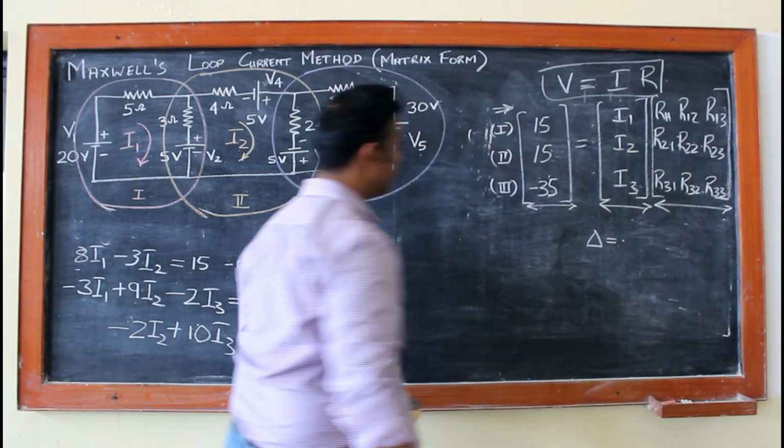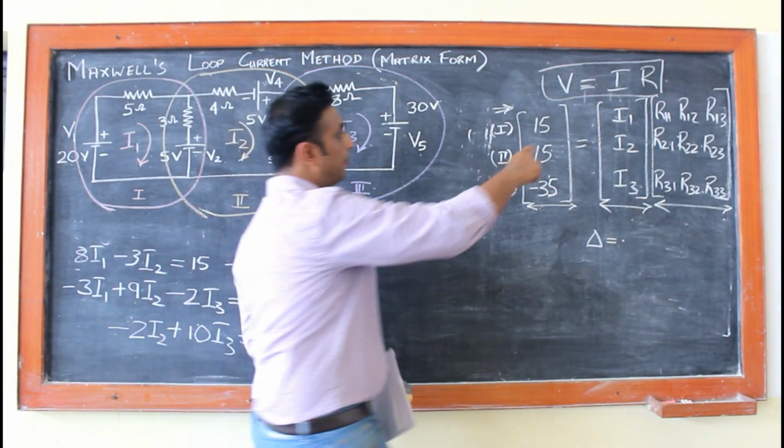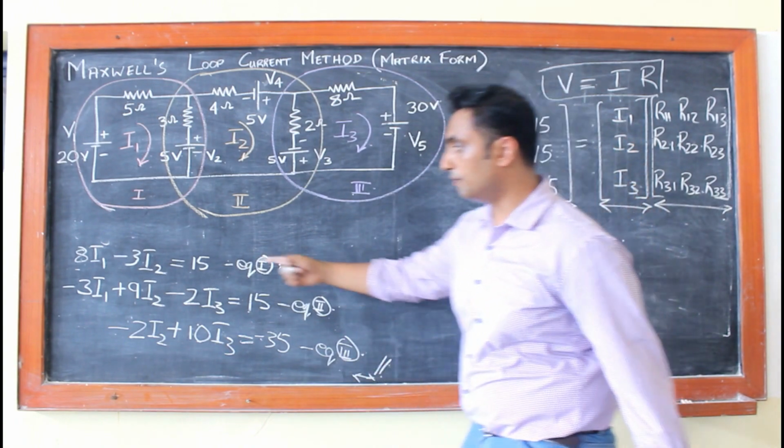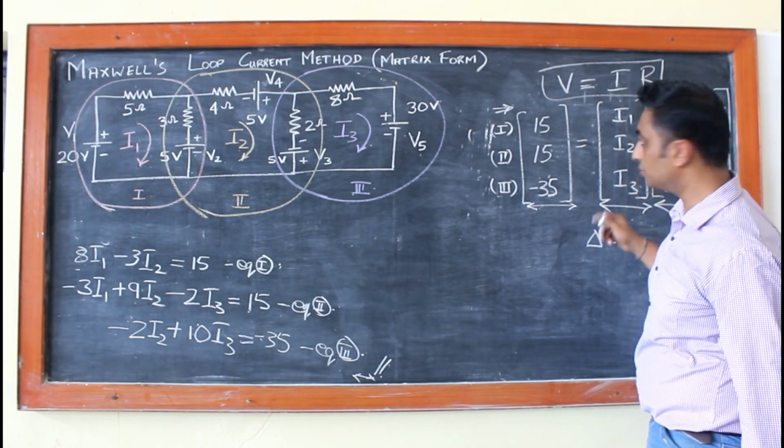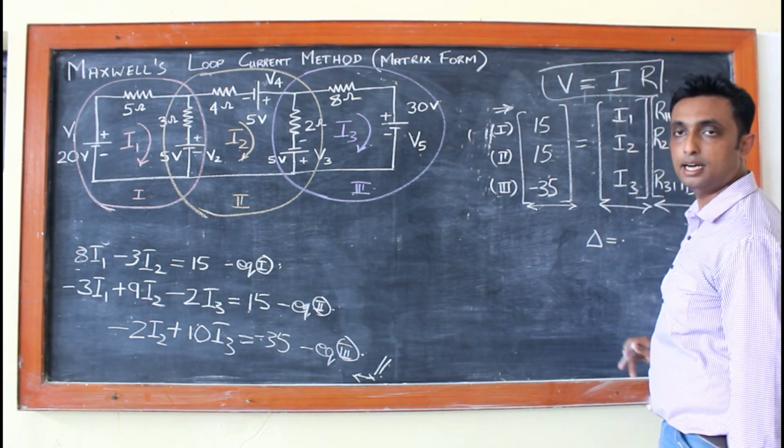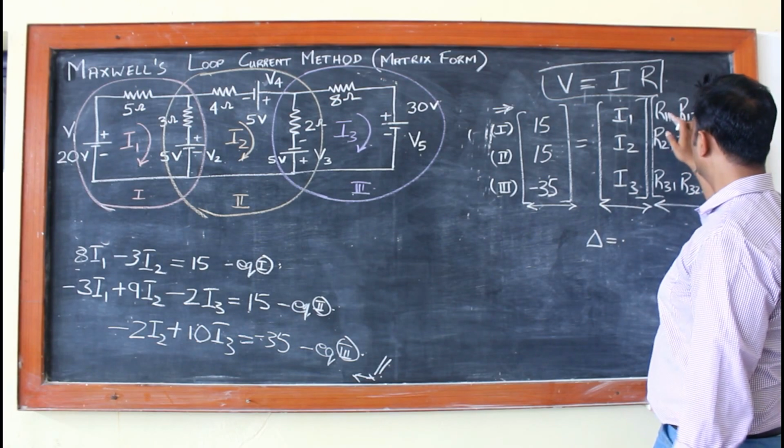In the same way for currents, we have I1, I2, I3, but the values of I1, I2, I3 are not known, and we have to find them out. So we'll keep it as I1, I2 and I3, since they are unknown.